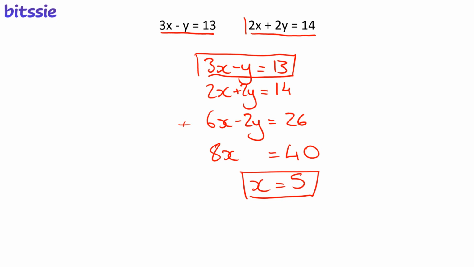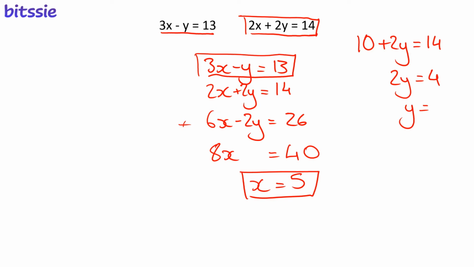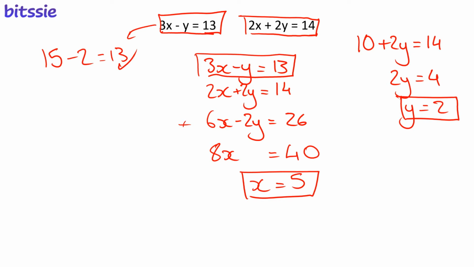Substitute that in to here, giving us 2 lots of x, which is 10, plus 2y equals 14, which means that 2y is equal to 4 and y is equal to 2. And we can check this here. 3 lots of x, 15, minus y, which is 2, equals 13, which is true. So x equals 5 and y equals 2.